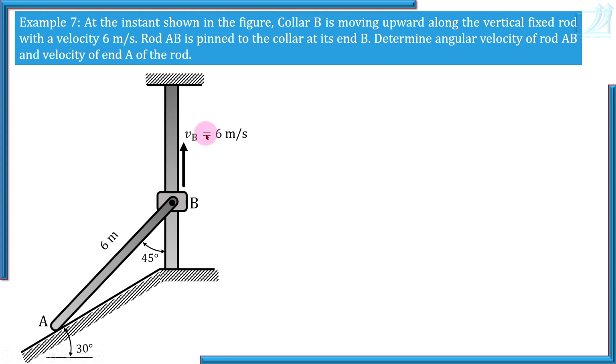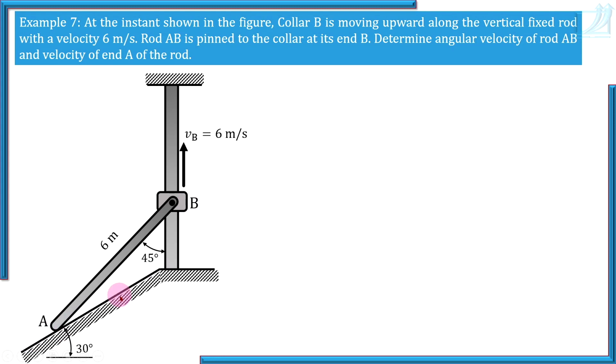This pin is moving upwards. Do you remember, center of rotation is the point of zero velocity. So because this block is moving upwards, we are sure that this pin, meaning end B of the rod, is moving upwards. So end B of rod AB is moving upwards. What does that mean? End A is moving upwards along this surface. It is sliding on this surface. At its end A, rod AB is simply resting on this inclined surface. So it is sliding on the surface.